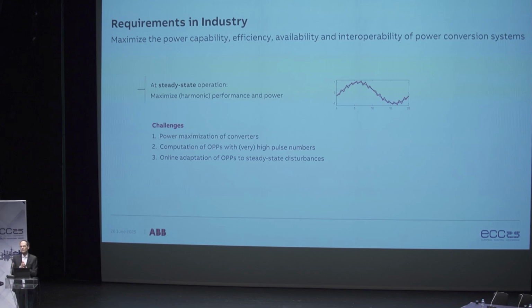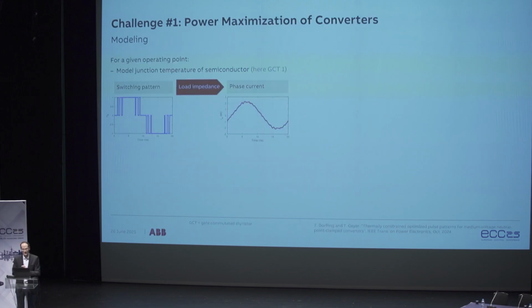What happens if you not just have an optimized pulse pattern with a few angles or a decision variable just with 5 or 10 entries, but maybe 100 or 1,000? And what do you do if online the situation you thought you had offline is very different? So how can you then adapt it? Is it then still a good method? So let's start with this power maximization.